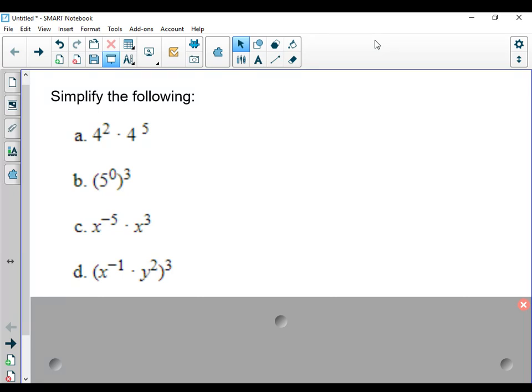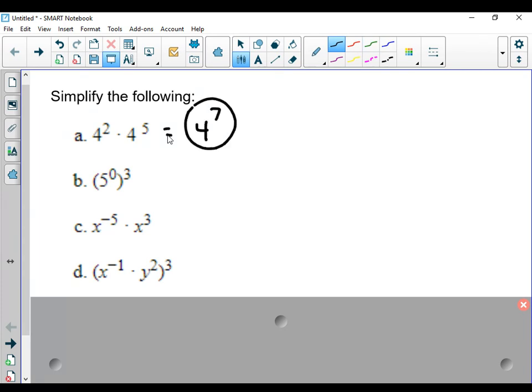Add them. Good. So in this case, 4 squared times 4 to the 5th would give me 4 to the 7th power. Now you can type that in and see what you get for that actual answer, but 4 to the 7th would be okay. So that would be using this rule. If I have x to the a power times x to the b power, we're going to add a and b together.